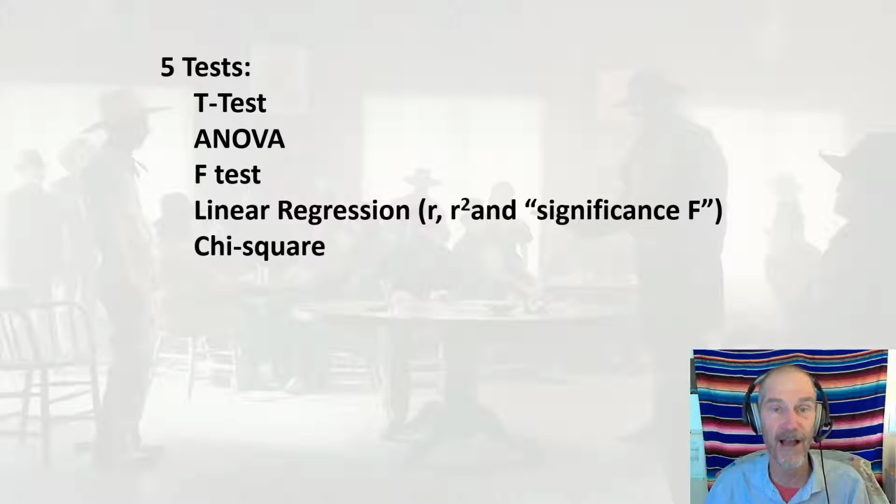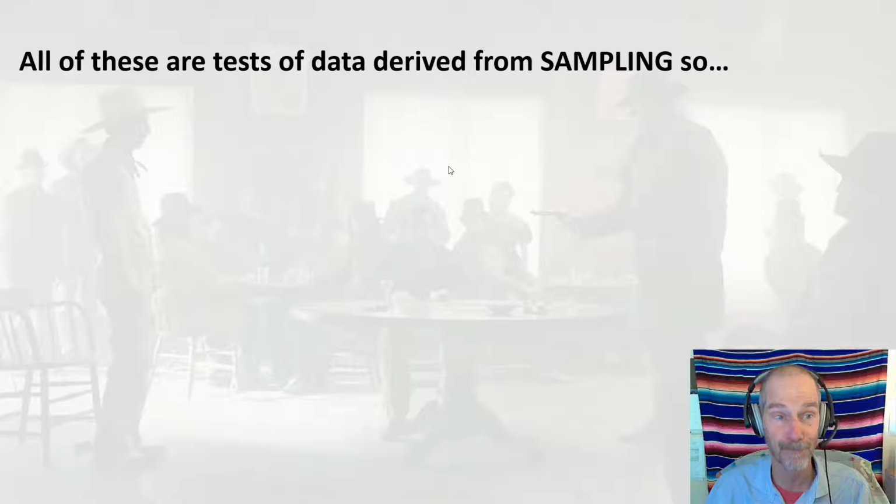Okay, here they are. There's just 5 of these. Memorize what they are, how to use them, and what they do. The t-test, the ANOVA, the f-test, linear regression, which, okay, I'm packing 1, 2, maybe 3 tests into one. That's okay, you won't mind. And the chi-square test. So I'm just going to go through these one by one.